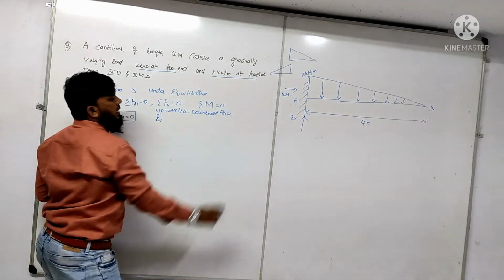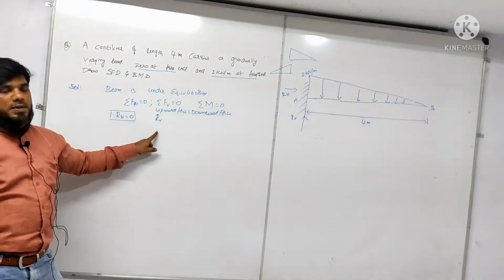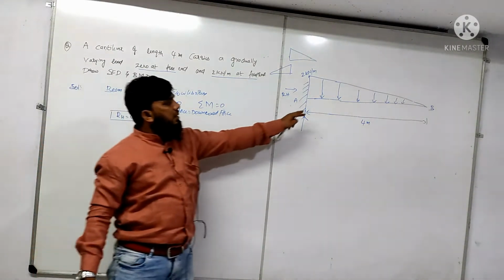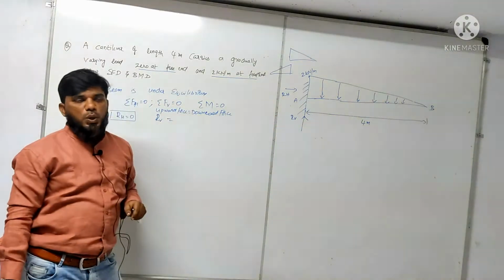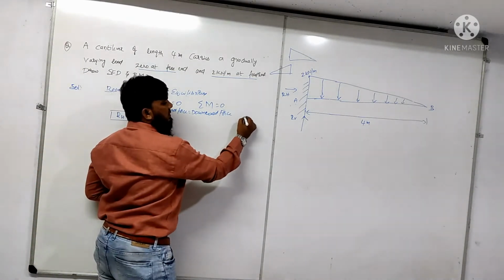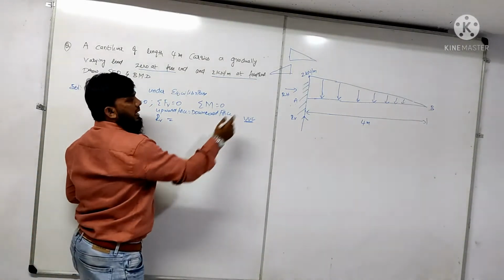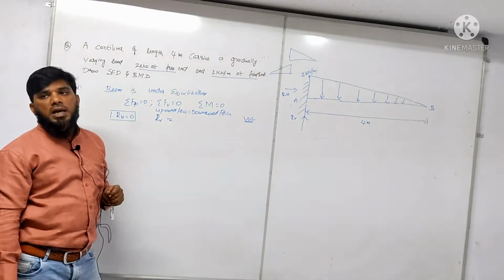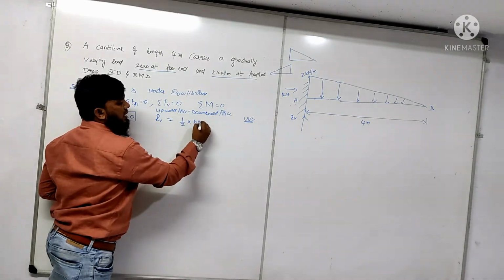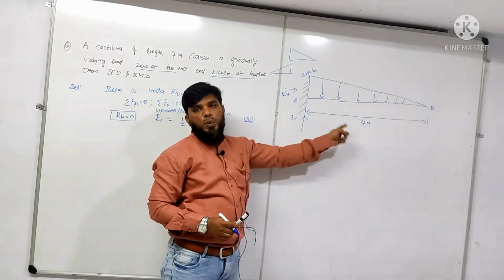What is the upward force? Here the upward force is the reaction, which is acting in the upward direction. What is the downward force? Here the downward force is acting because of the uniformly varying load. We know that whenever UVL is given, the load is nothing but the area of the triangle. So what is the area? It is half into base into height. Here the base is nothing but the length over which the UVL has been stretched.